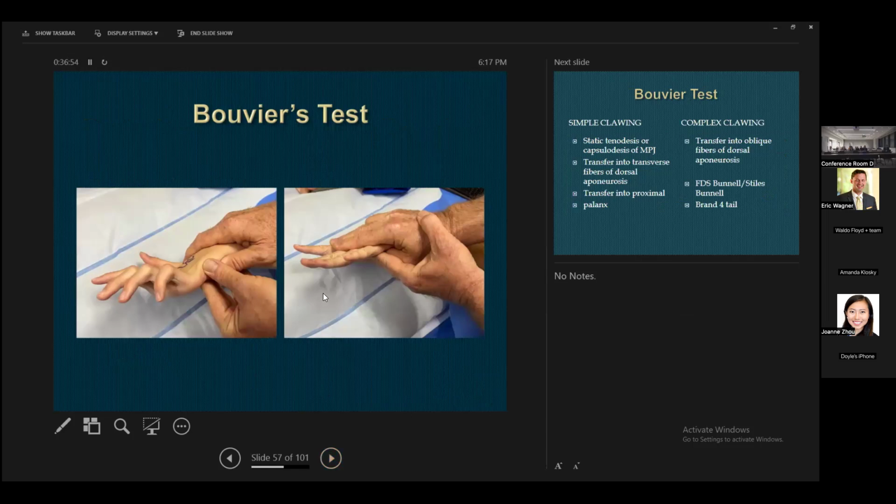So here's Bouvier's test, where this patient's MP joints are blocked in flexion, and she's able to fully extend the interphalangeal joint. So that would be simple clawing. Complex clawing would be inability to do that.